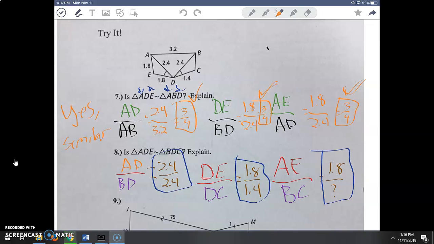Now I'll go to the next one, number 8. You'll notice I have 2.4 over 2.4, which technically would just equal 1. And then the next one, you do 1.8 over 1.4. I'll do that real fast. And you end up with, let's see, 9 over 7. These do not match. Since they don't match, they are not similar.